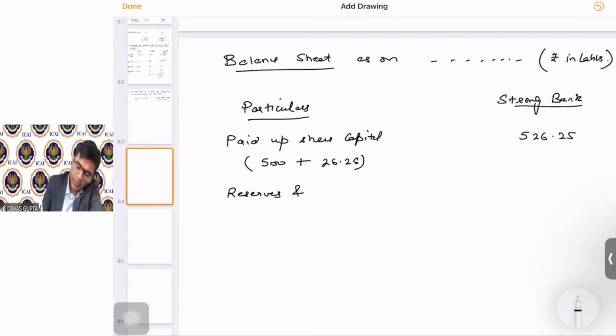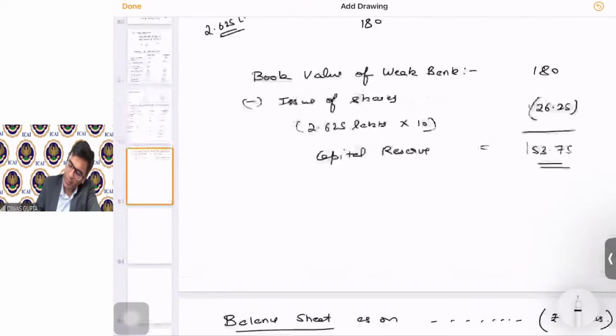Reserves and surplus. It is not going to change, right? While we are adding the business or while we are taking over the business, the reserves and surplus of the previous company will remain as is, subject to the goodwill or capital reserve that gets freely generated, right? In this case, there is a capital reserve. How much is the capital reserve? 153.75.